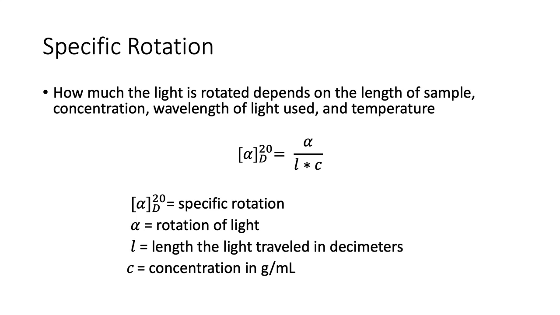But we're going to be using these conditions, and then this is the rotation of the light in degrees, the length it travels in decimeters, so you're going to measure the tube that you use in decimeters, and then your concentration in grams per milliliter, and you can calculate the specific rotation of the molecules. So hopefully the people who had different isomers will see the light get rotated exactly the same number of degrees, but in opposite directions, if we've done everything correctly. So you'll see what you can get from there.